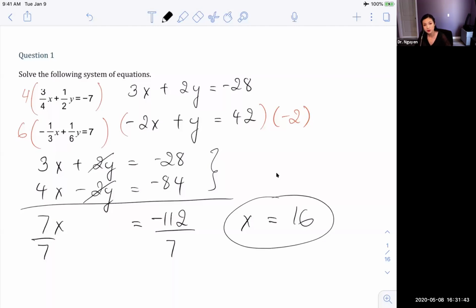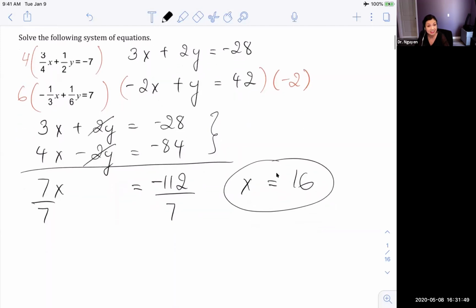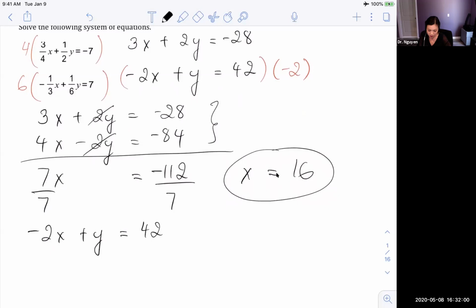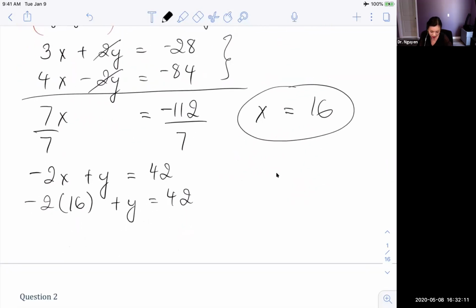Okay. Now you can go back and plug it in. I would use substitution, and I would pick the easiest one. The easiest one is going to be negative 2x plus y equals 42. This is the easiest one. Okay, so I'm going to plug it in. Negative 2, so instead of x, we have negative 16, plus y equals 42. And then from there, you can solve for y easily. Negative 2 times 16 is negative 32 here, plus y equals 42. So for y, you add 32.